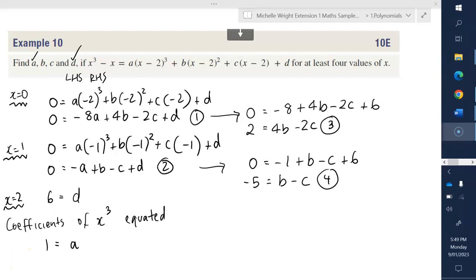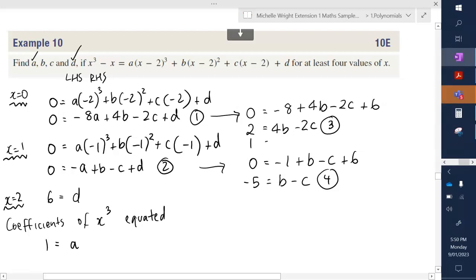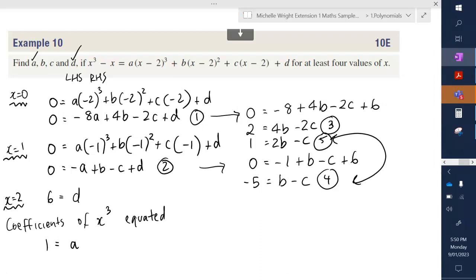Okay, there's a few ways to work these out. I need to work with 3 and 4. Pause the video, see if you can come up with b and c. I'm going to change 3, and I'm going to halve each of the terms because I can pull out a 2. So I'm going to end up with a 1 equals 2b minus c. I'm going to work with these two because they're both a minus c. So if I was to add both of those, that would give me my solution.